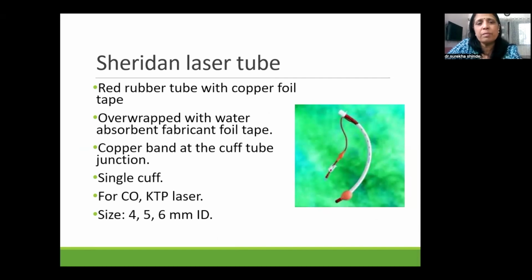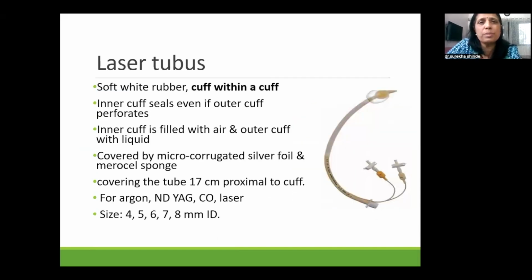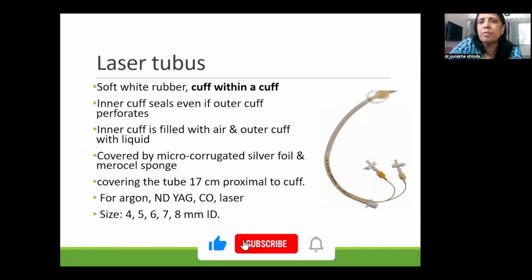Sizes are 4, 5, and 6. Now this is laser tubes. It's a cup within the cup. We have two cups, as you can see here, cup within the cup. And the inner cup seals even if the outer cup perforates. The inner is filled with air and the outer is filled with liquid. So whenever the outer fills up, it will definitely extinguish the fire also. So it serves a two-fold purpose.